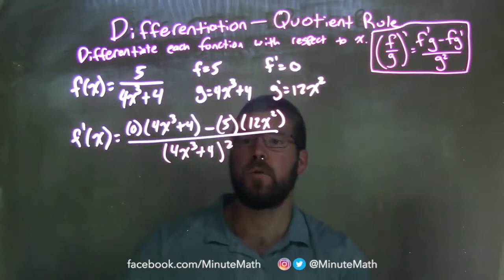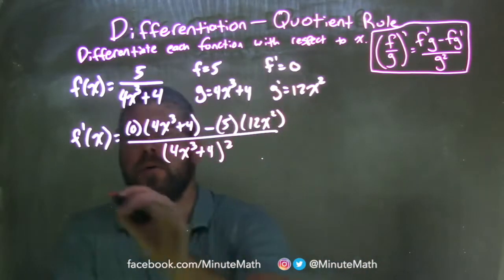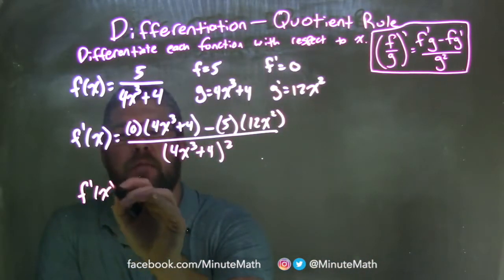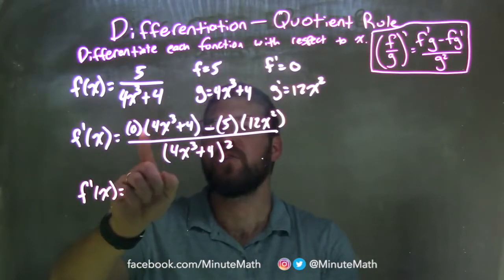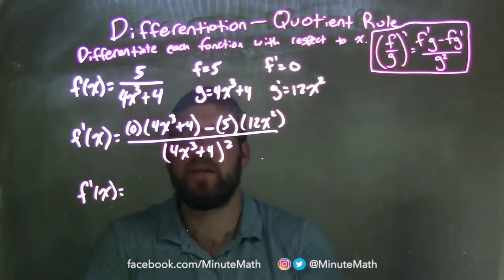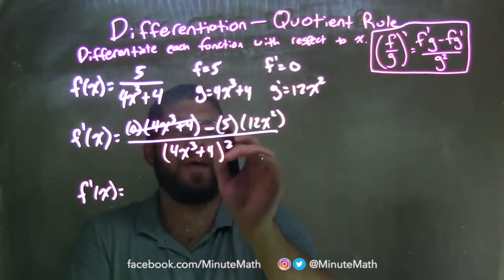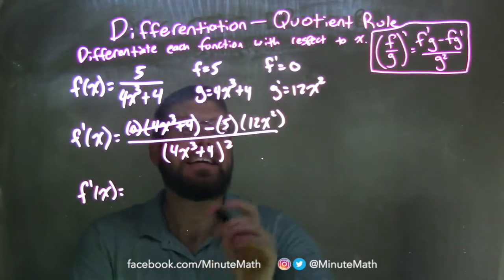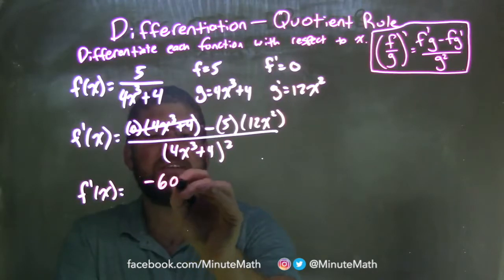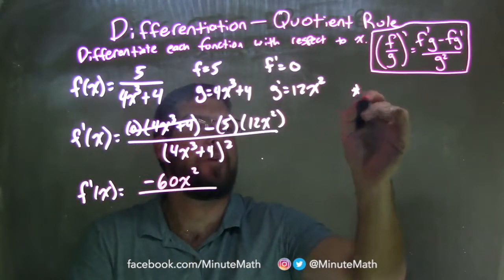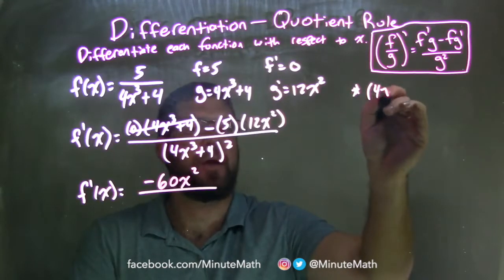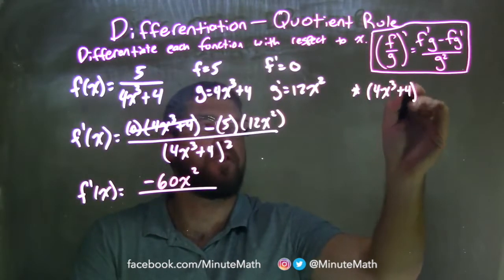Okay? So now we're going to simplify that. Well, f prime of x here is equal to 0 times 4x to the 3rd plus 4, that just becomes 0, so we can cancel that out. And negative 5 times 12 is negative 60, so we have negative 60x squared. All over my denominator, I'm going to simplify right there. So we have 4x to the 3rd plus 4 all squared.